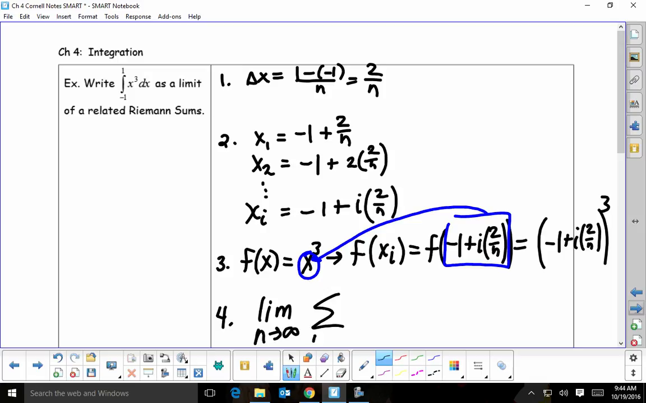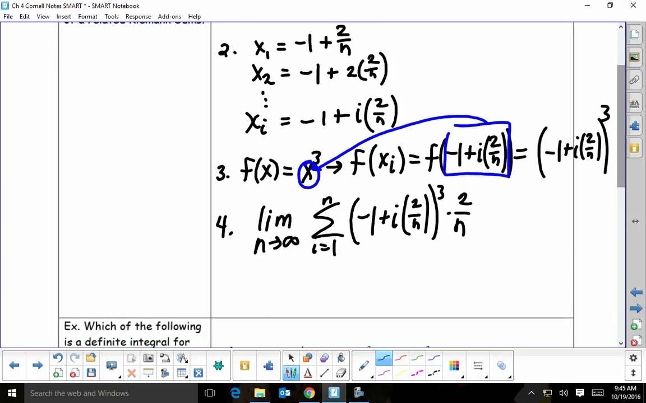So we use I. Starts at 1, goes to n. We're going to do our f of x sub I, which was -1 plus I times 2 over n, that whole quantity cubed, times our delta x sub I, which we said was 2 over n. And that's our answer.